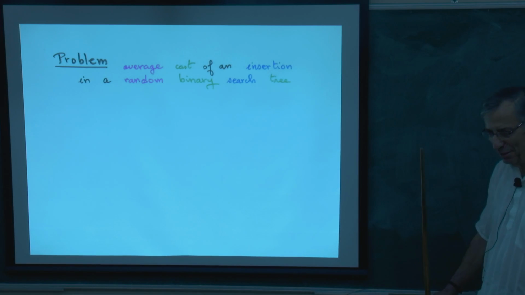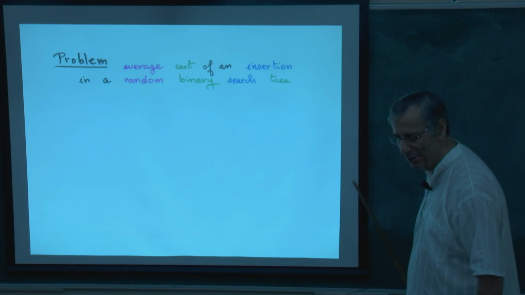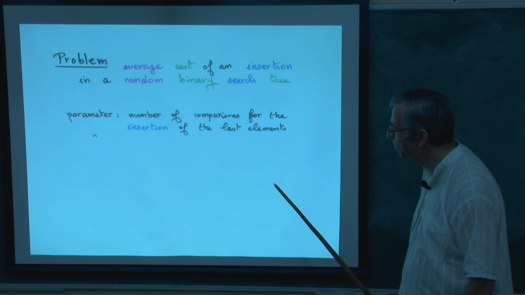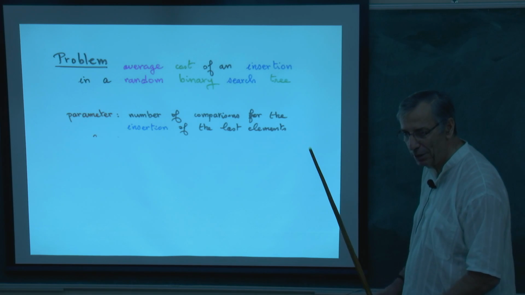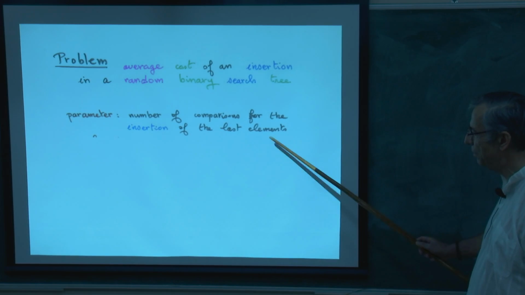Everything is bijective, and this is a classical result in computer science. Usually they work with calculus, but it's a nice way, with all we know about bijection, to do this, and so you have a better understanding of what this parameter is. So the parameter is the number of comparisons for the insertion of the last element.